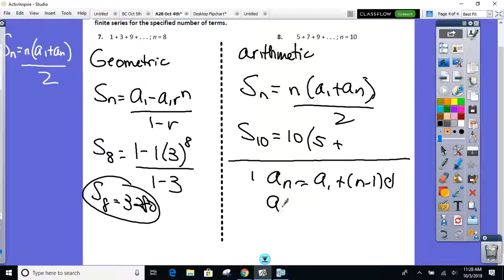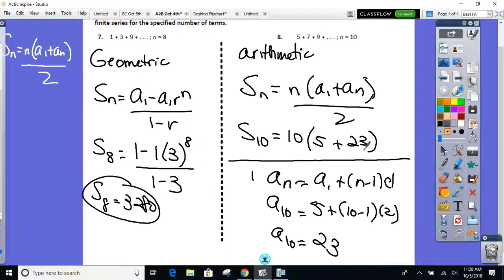So help me, you guys in the back there, 10th term. How do I find it? First term again? 5. How many terms here for n? 10. What was your d value again? 2. So what is the 10th term that I can go back and plug in? I got 23 as well. Go back up, plug it in. Divided by 2. And then what's your sum for the first 10 terms? 140. Yep.